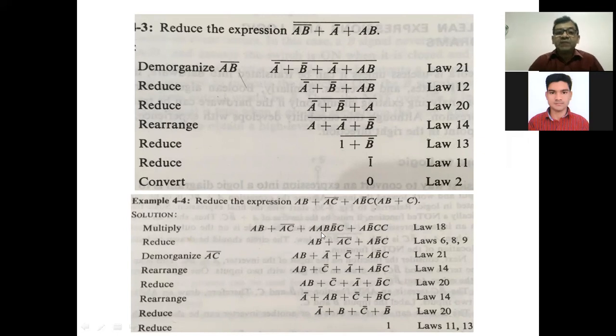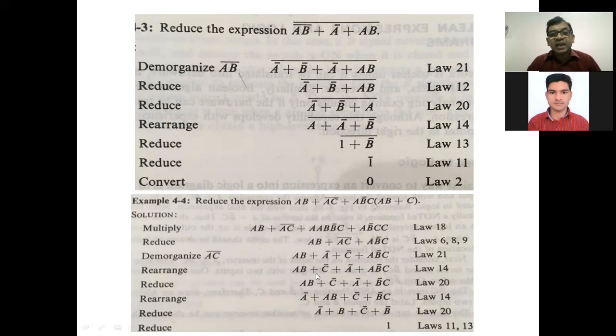This can then further be reduced as AB plus AC whole bar plus AB bar C by using laws 6, 8 and 9. What was 6? 6 was that A into 0 is 0. 8 was A dot A is equal to A, and then 9 was A dot A bar is equal to 0. That is, we are simply using the AND law.